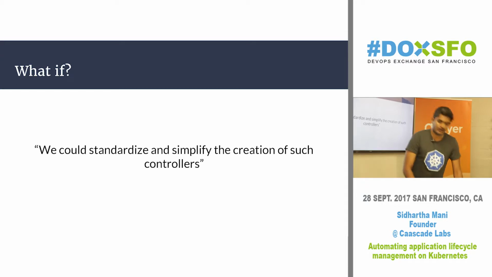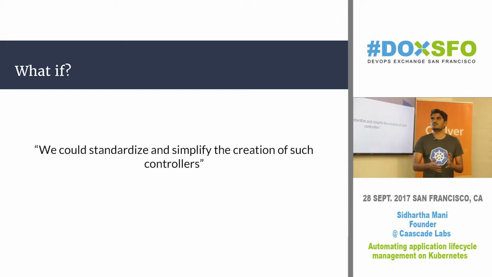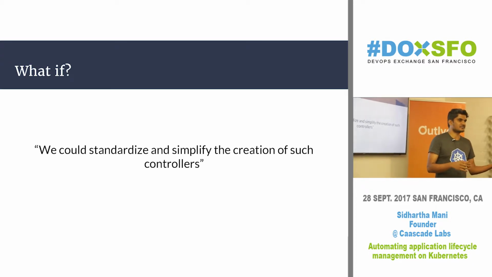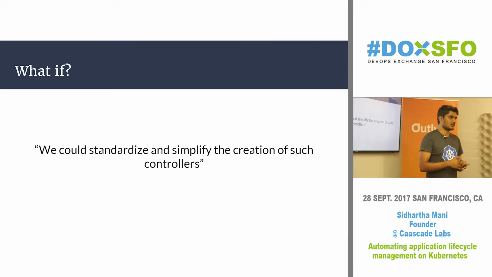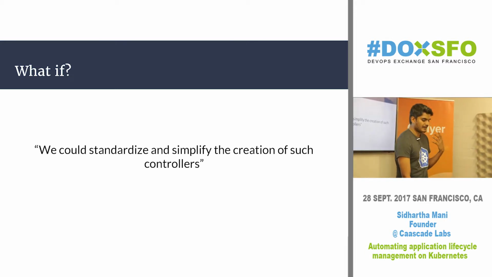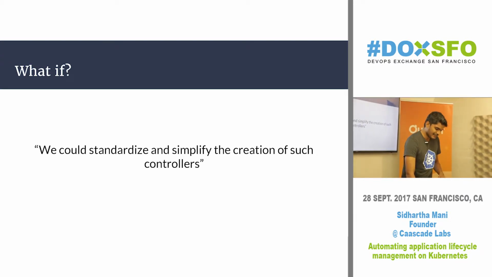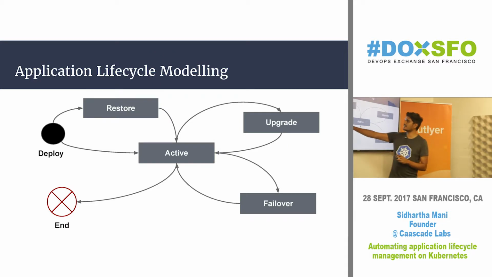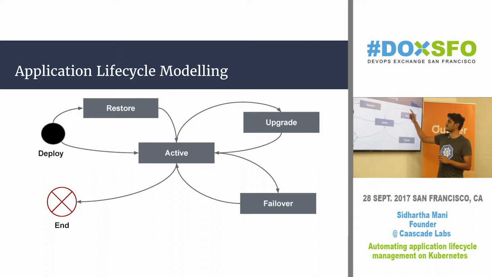So in order to standardize this, the first question that comes up always is, how are you going to model every application on the planet? PostgreSQL is different from, say, Kafka or MySQL. How are you going to manage this? And after spending about a year and a half thinking about it, I finally came up with a really simple modeling paradigm. Every application actually follows a state machine, and you can model it starting from a deploy state and ending at an end state, and they go through an arbitrary set of states in the middle.